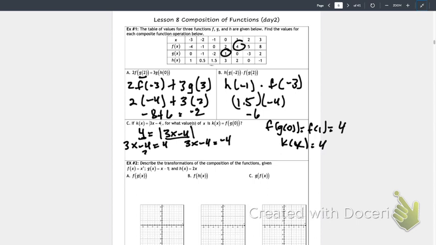So solving that, we'll get 3x equals 8, which means that x equals 8/3. Or here we get 3x equals 0, so x equals 0. So x could either be 0 or 8/3 to make the k of x equal to 4.